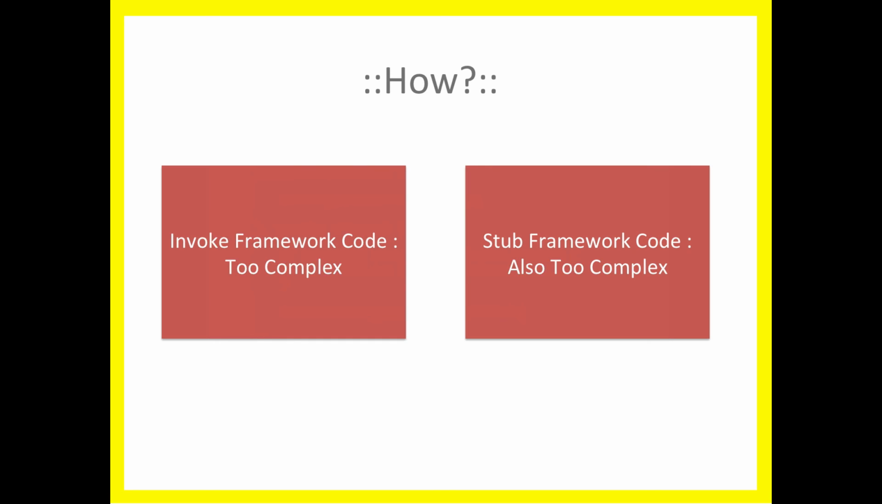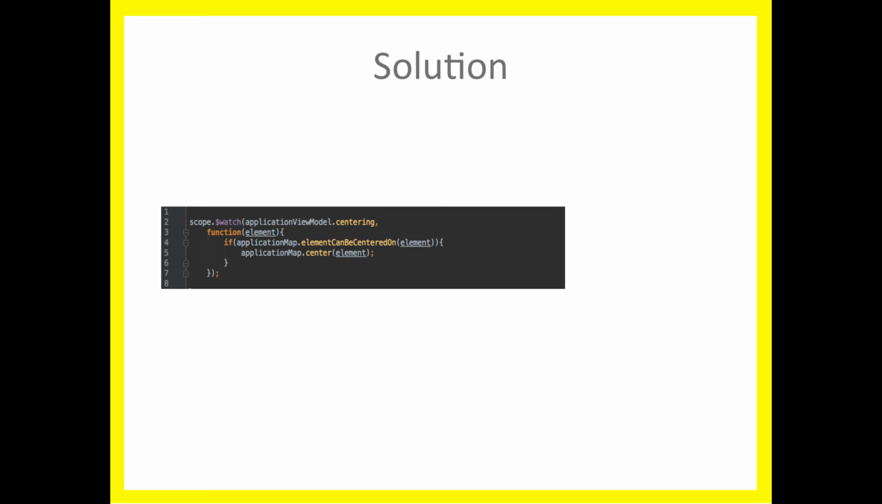So there is a solution to this, and when you write it down, it looks like this. We can see here that the scope.watch function is watching a function called centering, and it will keep evaluating that centering function. Every time the return value from that centering function changes, it will then invoke the function afterwards, on line 3. So it's doing no different to the code that we saw before. It will invoke the code on line 3 and pass in the element. If the element can be centered on, then it centers the map.